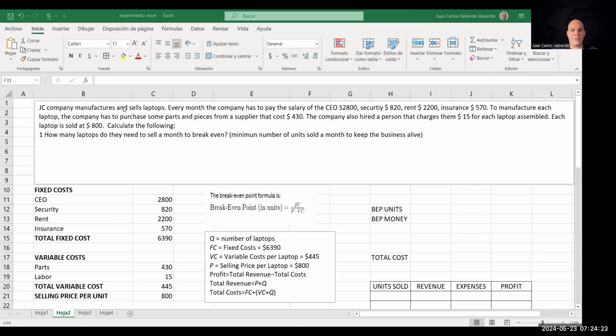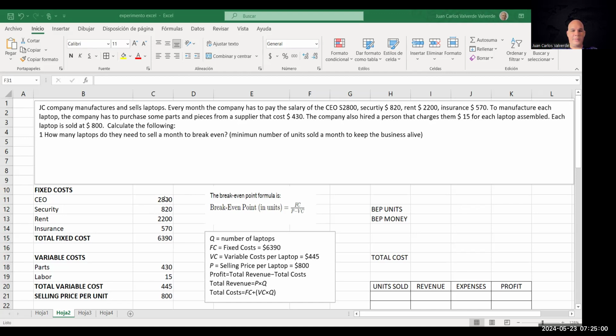Okay, here is a little problem. JC Company manufactures and sells laptops. Every month, the company has to pay the salary of the CEO. The salary is $2,800. They also have to pay other expenses such as security, $120, rent, $2,200, insurance, $570. Now, these costs are called fixed costs because they are not tied to the production level. It means that when the production increases or decreases, you still have to pay the same costs. That's why they're called fixed costs.